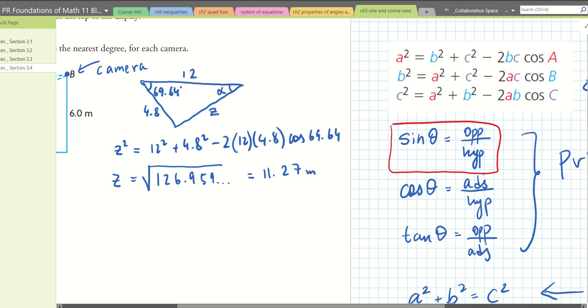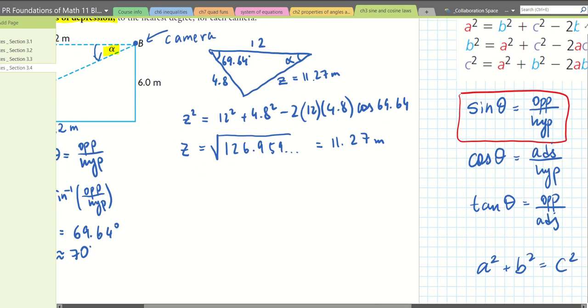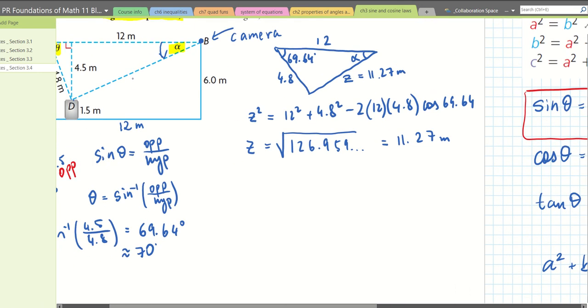Now that's in meters. So now we found side z. So we know that z now is 11.27 meters. Now what this allows us to do next is, once you know this side here, it's 11.27, now we have this side and we know this side. So we have the opposite from alpha and we know the hypotenuse for this triangle on the right. So now we have this scenario where we know two sides and we're missing one angle. So we know this is 11.27 and we know this is 4.5. And this is a right angle triangle.